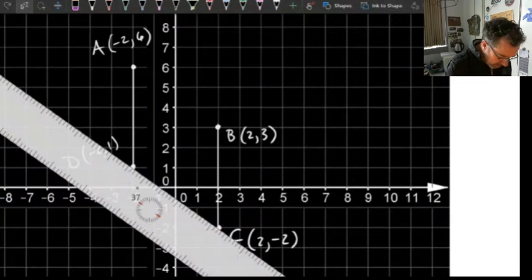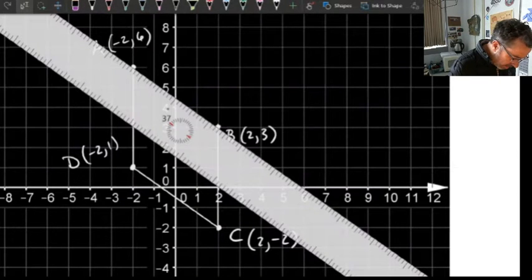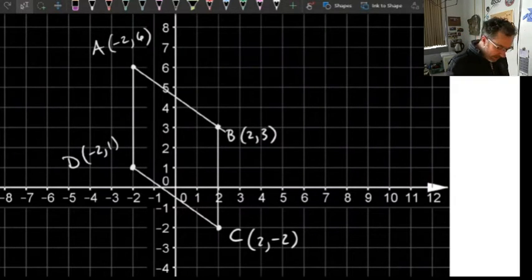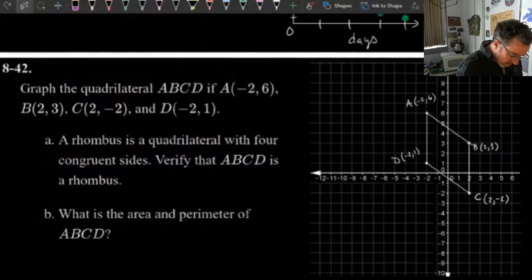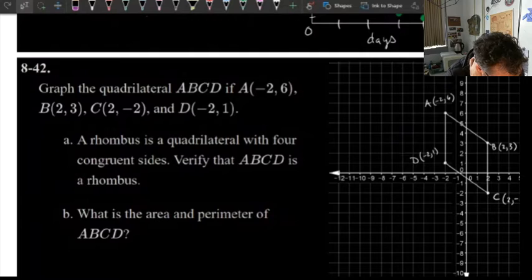Notice I'm not even changing that angle. I'm still leaving it at 37 degrees. I highly suspect this is at least a quadrilateral, right? So then part A says a rhombus is a quadrilateral with 4 congruent sides. Verify that ABCD is a rhombus.